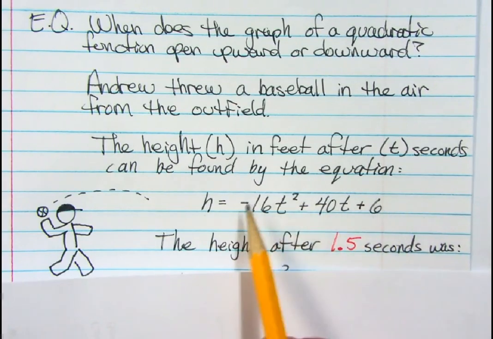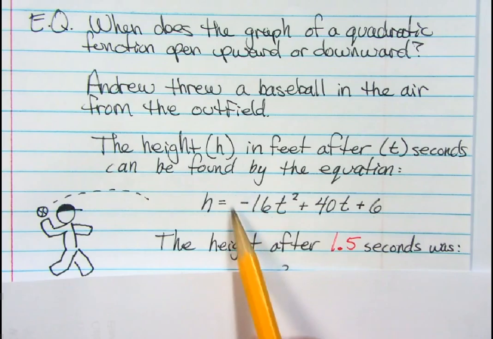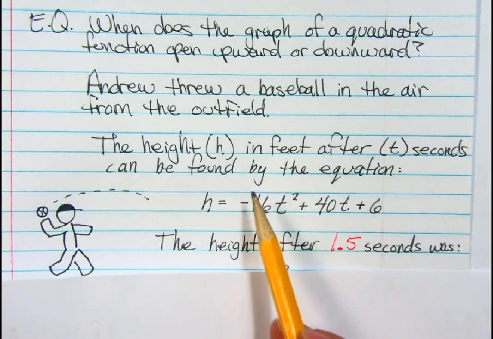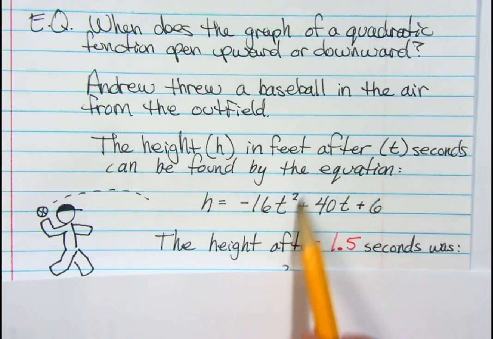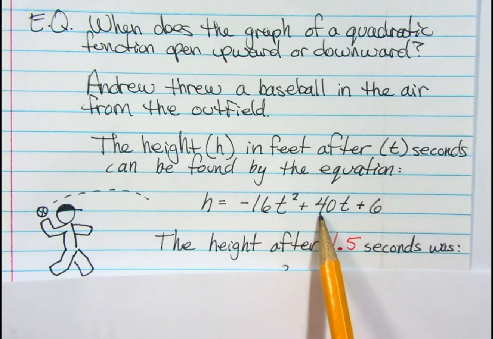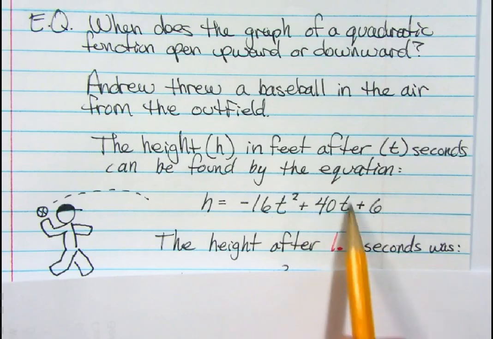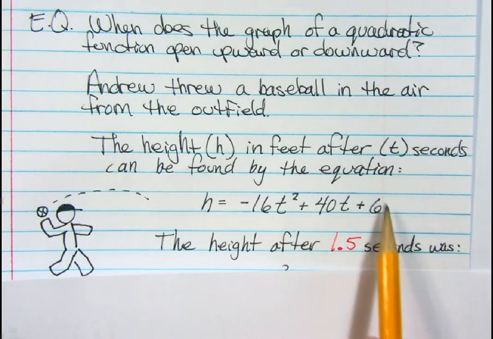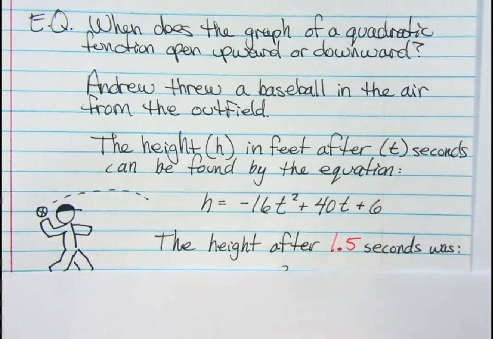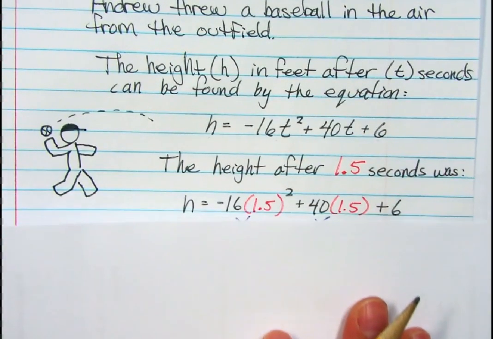Later I'll explain to you that this negative 16, something's bringing down the baseball, negative. Then we're going to add something to it. This is going to be considered your velocity. And then there's some start off point. 6 feet in the air is where the ball started from. But anyway, that's not that important. I just want you to be able to plug stuff in.